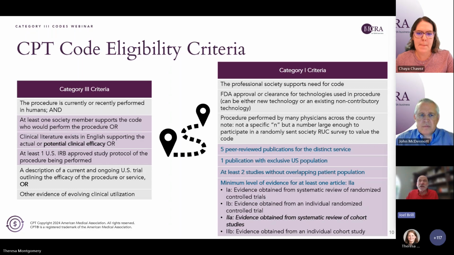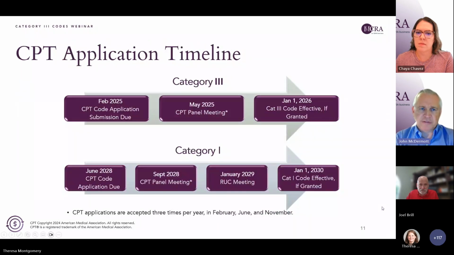Your goal is to be collaborative with the society and to get them to understand why there is this need to create a code or series of codes for your new product, technology, service, and the like. And actually, Teresa, can you go to the next slide for me? I still want to stay on specialty societies for a minute.